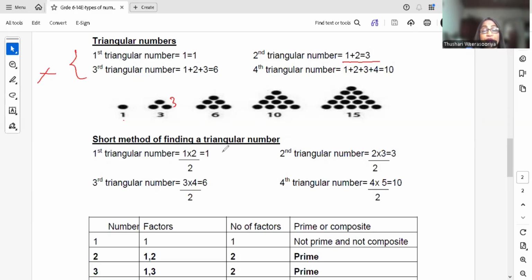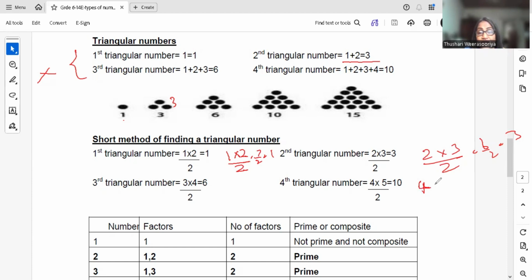Another way. First triangular number, you write 1. The next whole number is 2. 1 into 2 divided by 2. Always divide by 2. Okay? That is 2 over 2. That is 1. Second triangular number, 2 into 3 divided by 2. That is 6 over 2. That is 3.